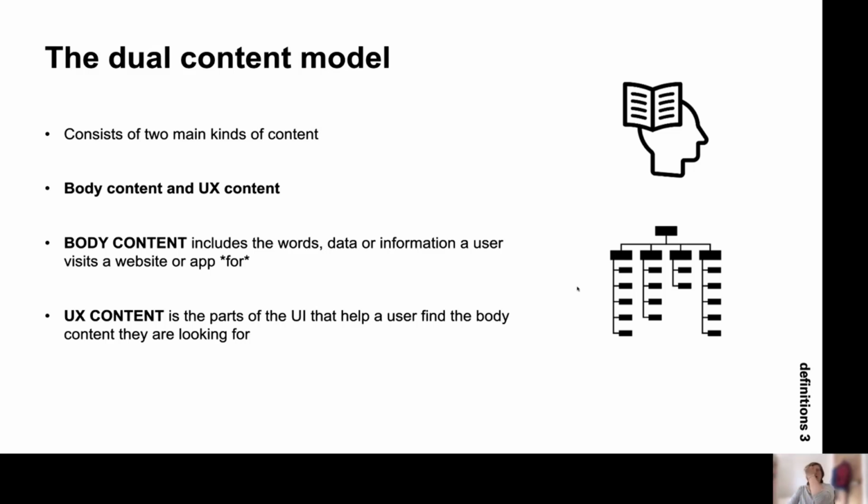And so our dual content model, the content we make and work with consists of 2 main kinds, and this helps us to understand where we fit in a project and what we can bring to it and what our limitations are.